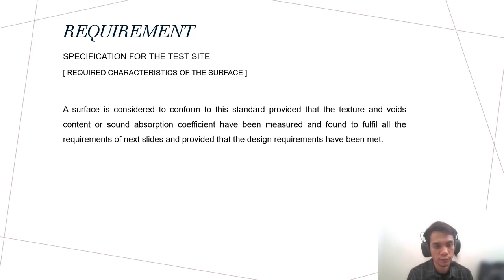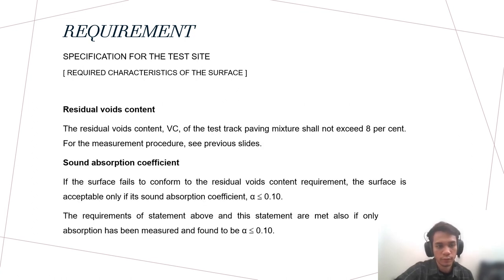A surface is considered to conform to the standard provided that the texture and void content or sound absorption coefficient have been measured and found to fulfill all the requirements of the next slide, and provided that the design requirements have been met. The required characteristic of the surface, the residual void content: the residual void content VC of the test track paving mixture shall not exceed 8% for the measurement procedure C, see previous slides.